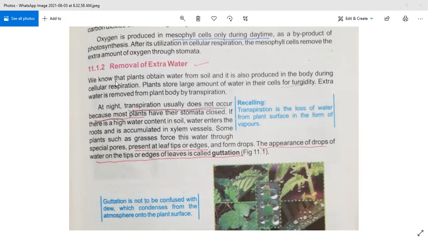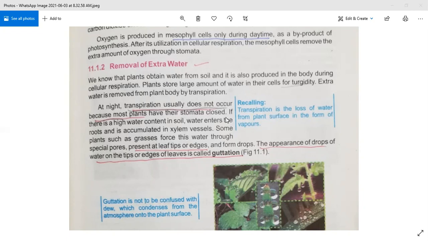Today we will discuss, you can also see on the screen, removal of extra water, how plants remove extra water from their body. Keep in your mind, plants remove extra water from their body in two ways. First process is called turgidity, you can see on the screen, and second is called guttation.